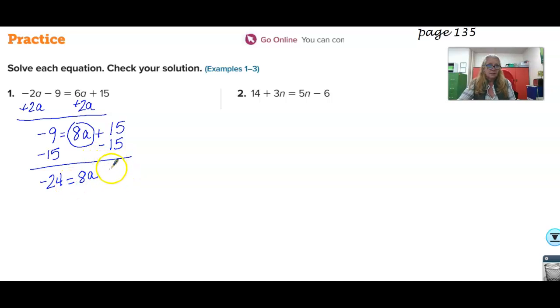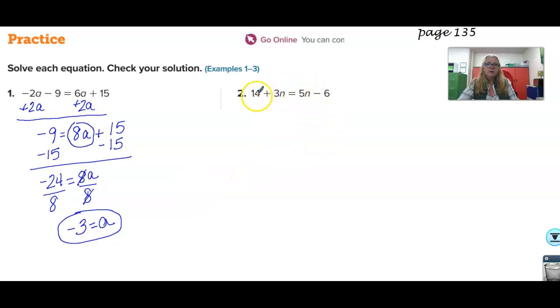Now our final step is to get a by itself. We do that by dividing both sides by the coefficient, or the number being multiplied with the a. Negative 24 divided by 8 is negative 3 equals a. These cancel. Okay? And remember, when you're putting your answer in McGraw-Hill, don't put the a equals, just put the negative 3.